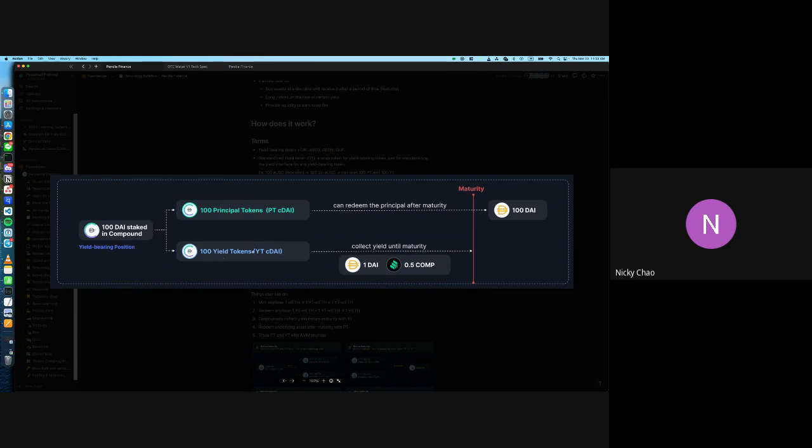And for the YT token, if you hold 100 YT token, you have the right to claim the yield of 100 C DAI. So for example, right here, during the whole year, the 100 YT token you hold will slowly generate the yield of the 100 DAI staked in Compound. And this is generated gradually, so you can claim anytime during the whole year.